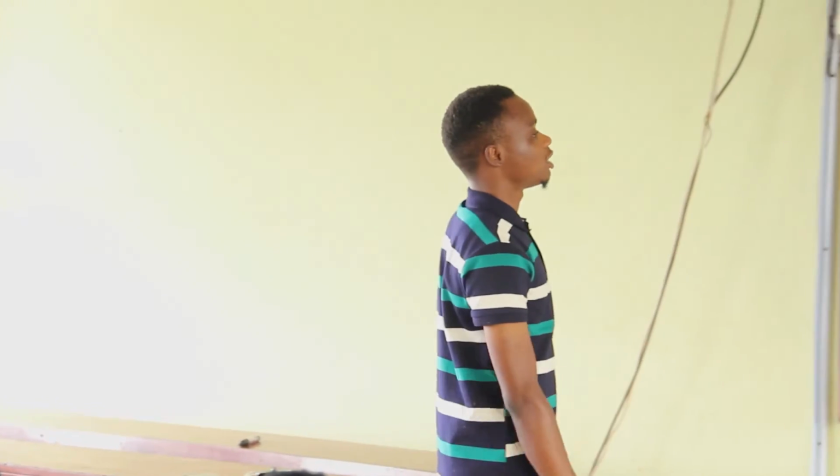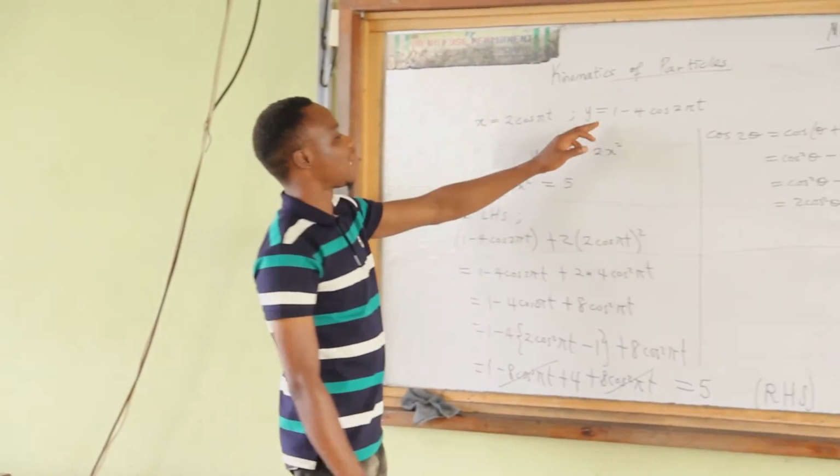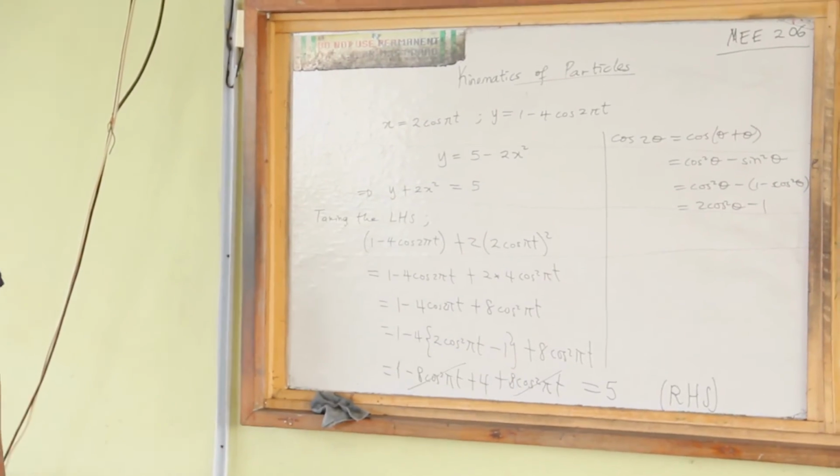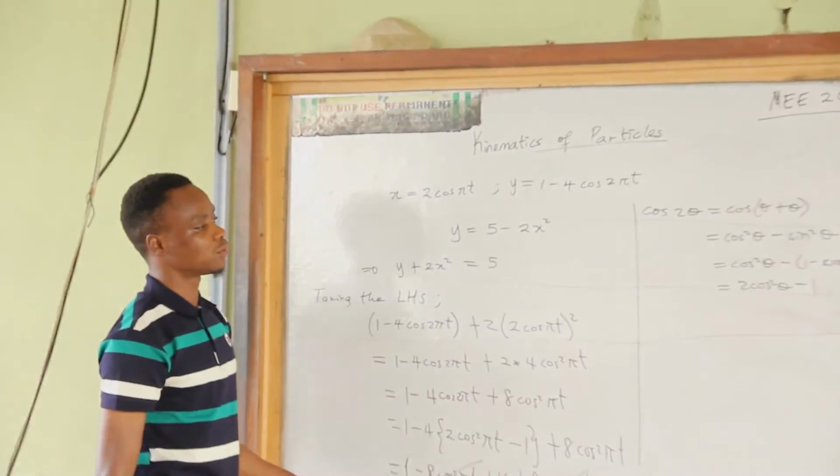And the second part says we should determine the velocity and acceleration when t equals 0. I believe we can do that. Just differentiate the way we did the first one, and get the velocity and acceleration when t equals 0. So as we did the first one, we're going to do the first part together, then do the next one.